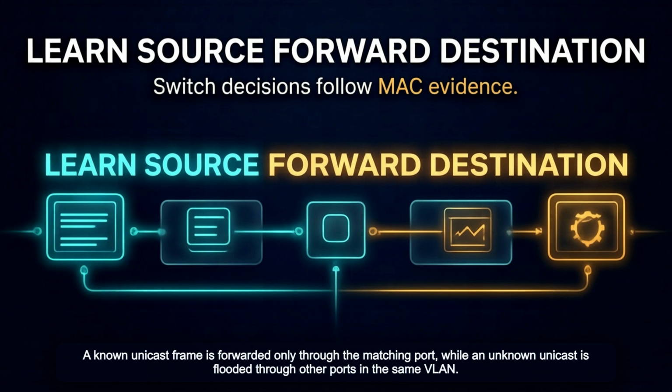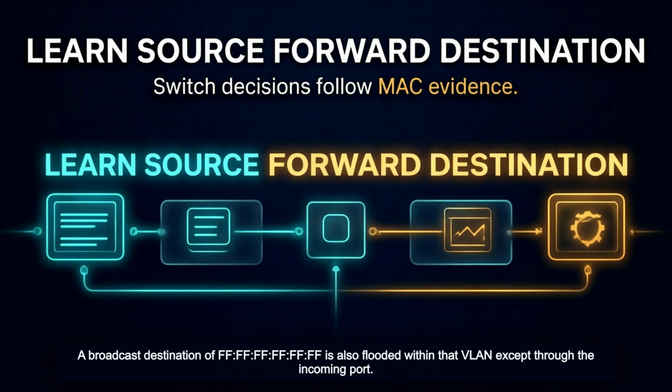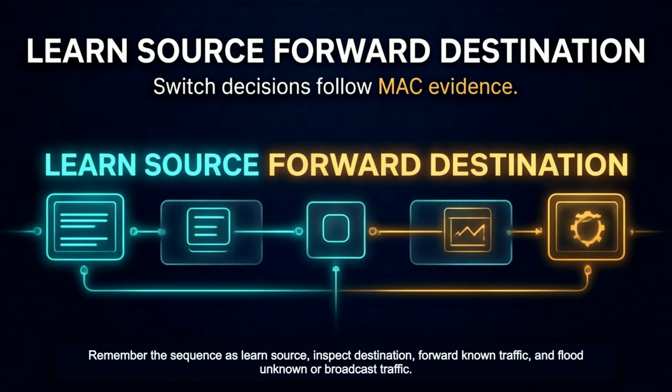A broadcast destination of FF:FF:FF:FF:FF:FF is also flooded within that VLAN except through the incoming port. Dynamically learned MAC entries age out after inactivity, commonly around 300 seconds on Cisco switches. Remember the sequence as learn source, inspect destination, forward known traffic, and flood unknown or broadcast traffic.